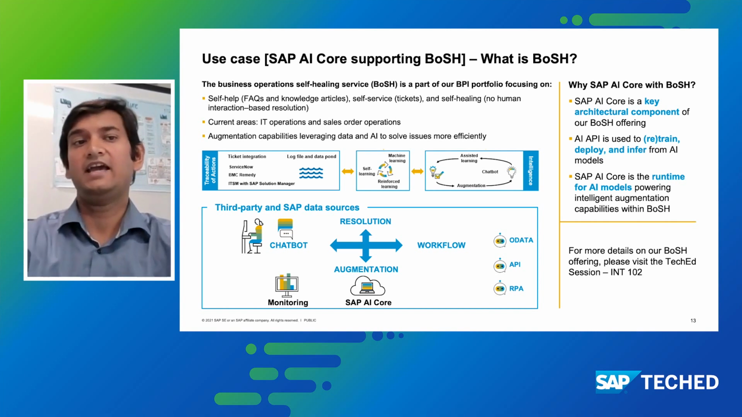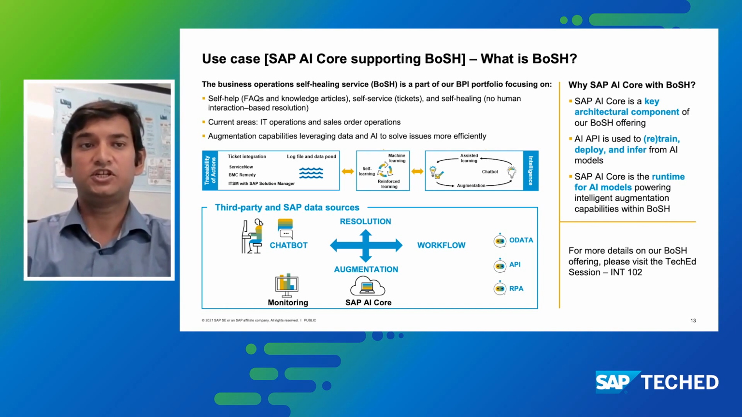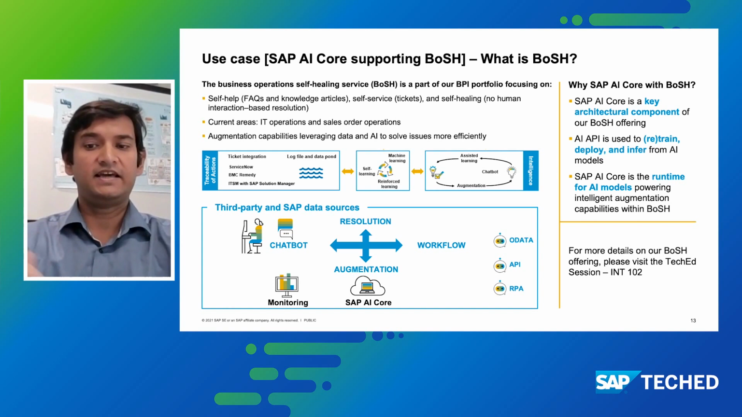So where does AI Core play a role here? AI Core is a key architectural component of BOSH, with the AI workload running there and the AI API being leveraged to retrain, deploy, and infer from the various AI models that are underlying this AI-augmented issue resolution capability within BOSH. And you can learn much more about BOSH by visiting their session. You can see some of the details on the screen here.